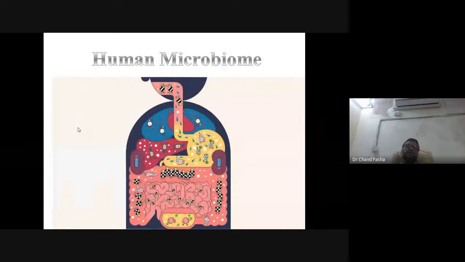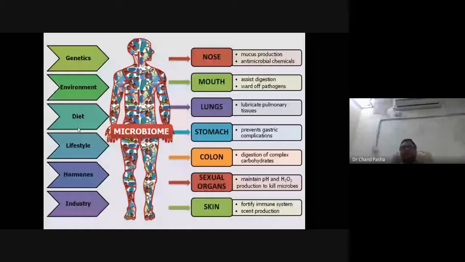So what happens if you are not able to digest the lactose? It will come out in the form of vomit. So there should be E. coli inside the intestine to digest this lactose. At different levels of the body, we have different types of microorganisms, which give protection to our body.